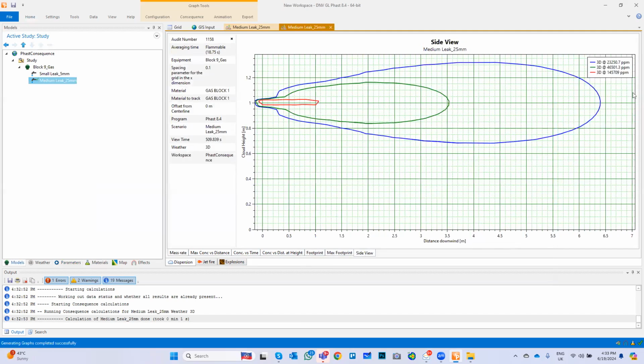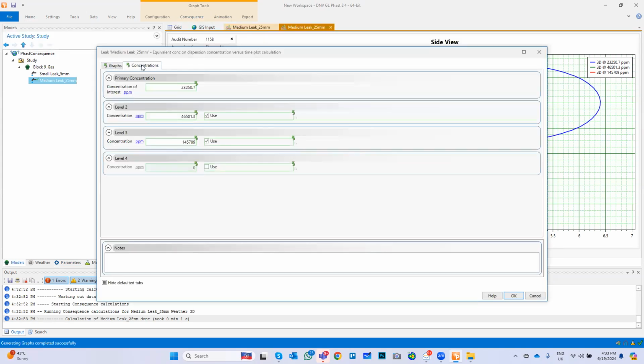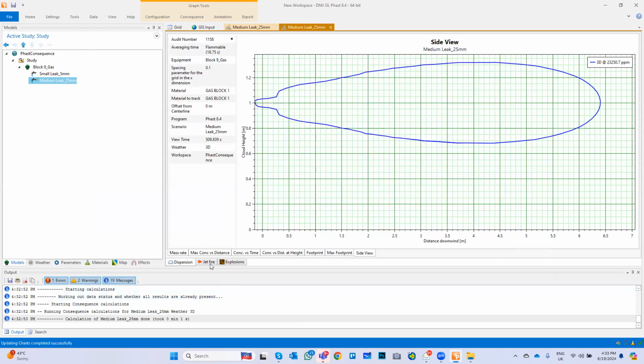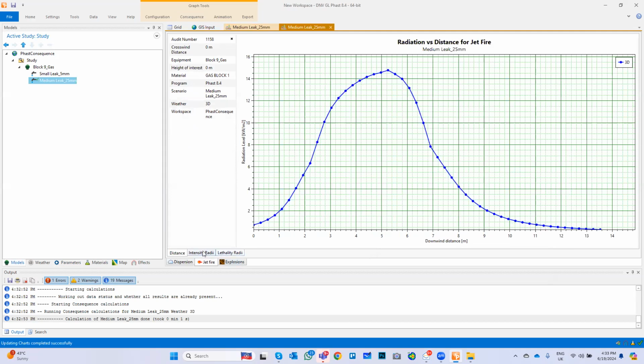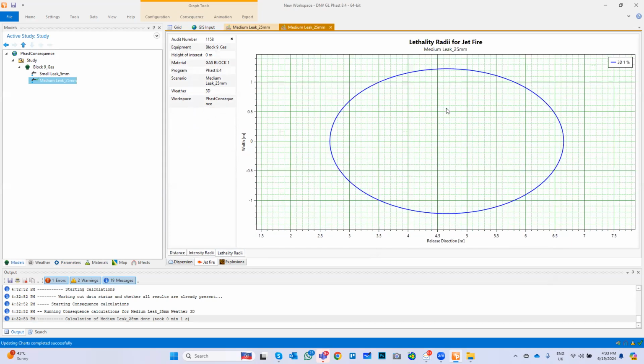So this is the side view at this concentration. If I have a specific concentration of interest from consequence, as explained in the previous video, I will go to the concentration. I can untick these things. If this is my concentration of interest, eventually I will have one contour. For the jet fire, these are the levels. I have 4 kilowatts and a 12.5 lethality. It tells you that you have a lethality of only 1%. Within this circle, you only have 1% as a lethality.